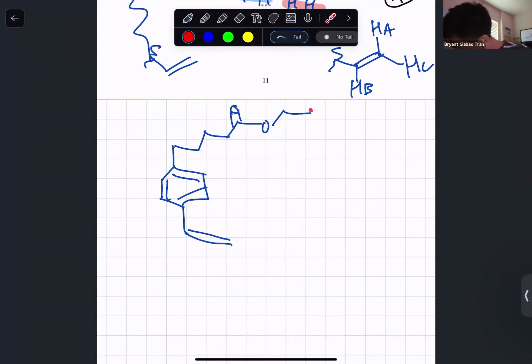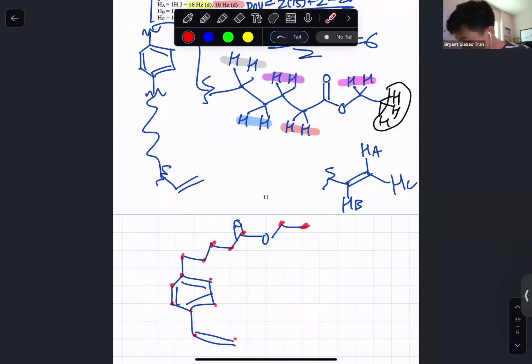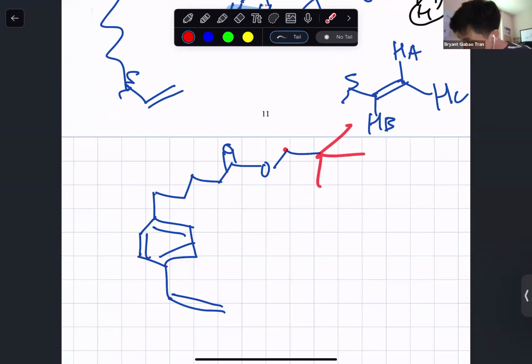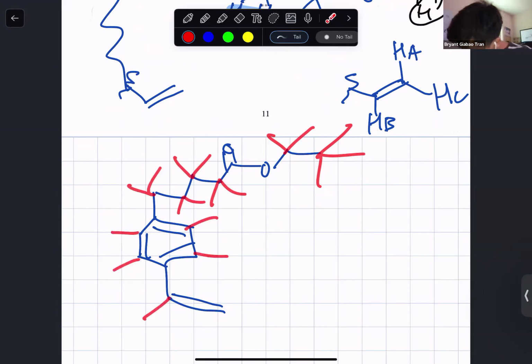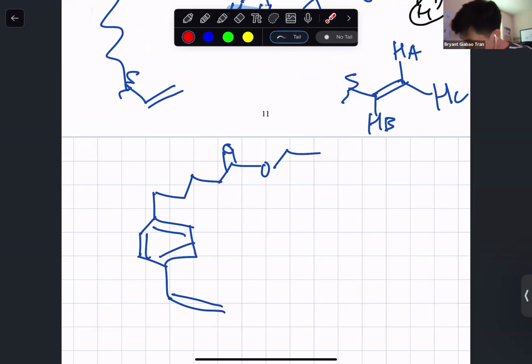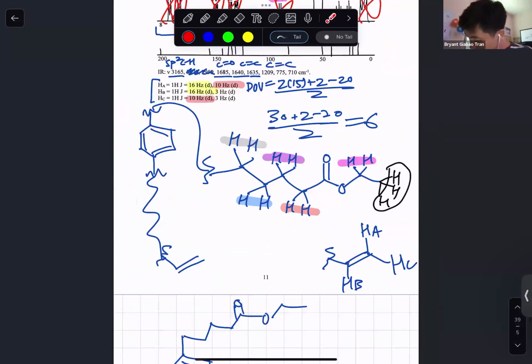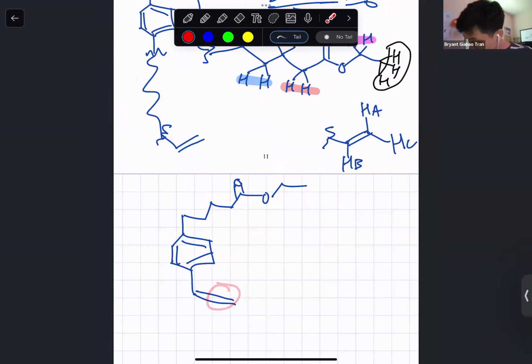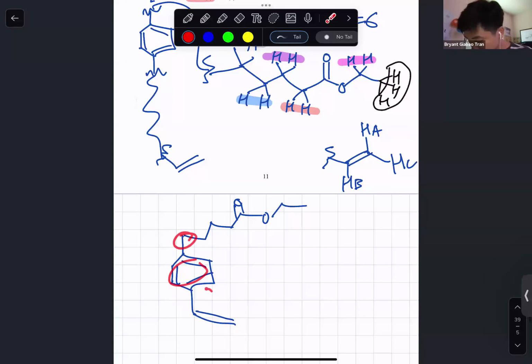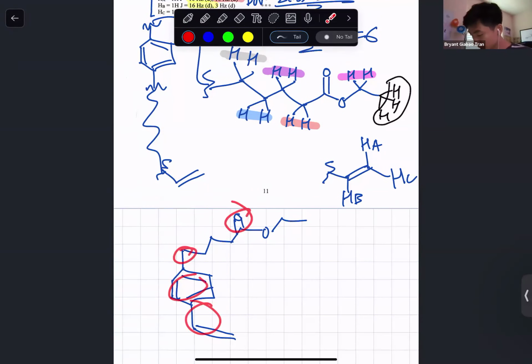Okay, so we have 1, 2, 3, 4, 5, 6, 7, 8, 9, 10, 11, 12, 13, 14, 15 carbons. That matches with the chemical formula. Do we have 20 hydrogens? 1 through 20 hydrogens, 2 oxygens, 6 DOU, 4 from the benzene, 1 from the alkene, 1 from the carbonyl. That's 6 total. We do have the alkene. We do have the benzene with the para substitution to it, and we do have the carbonyl and the 2 oxygens. Let me double check the key to see what it is.